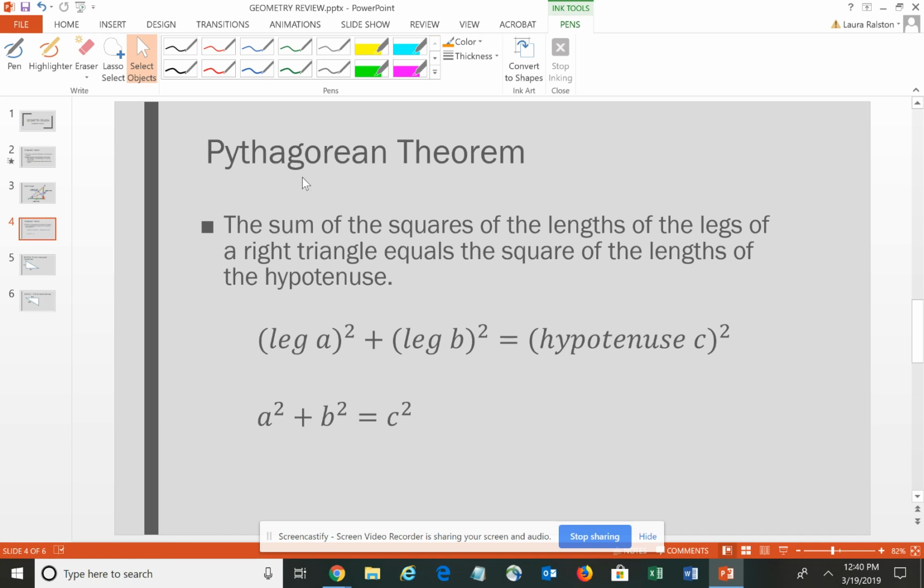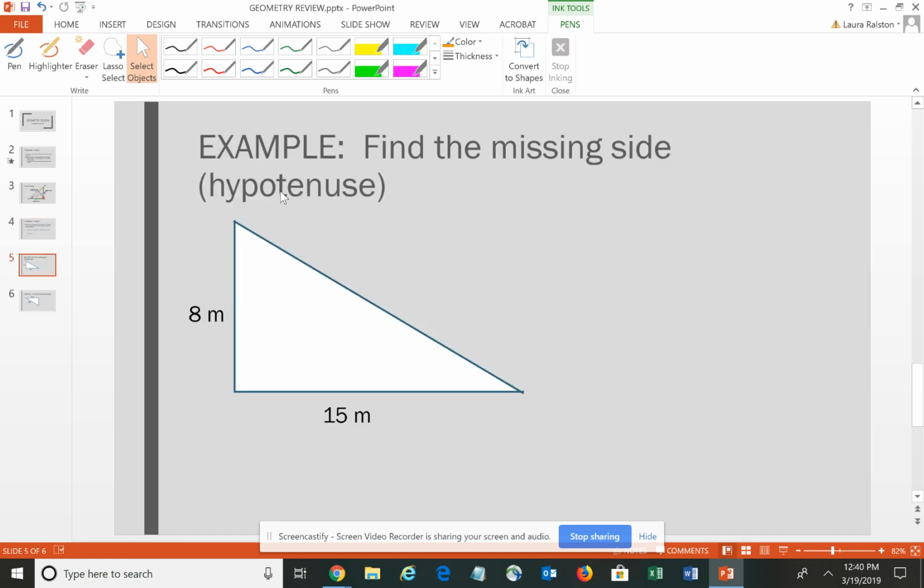Okay, so let's look at a couple of examples of how to use this and just refresh our memory on using it.